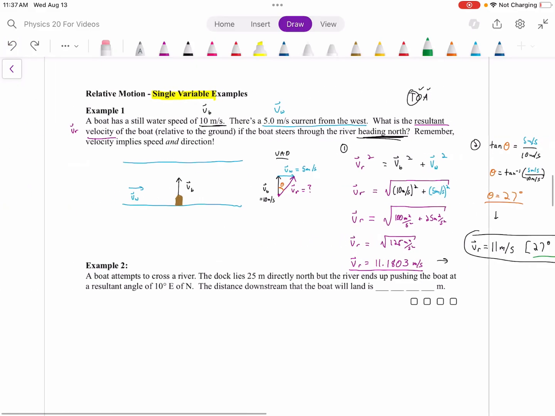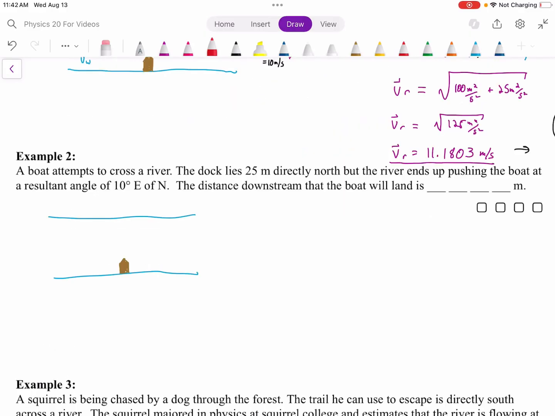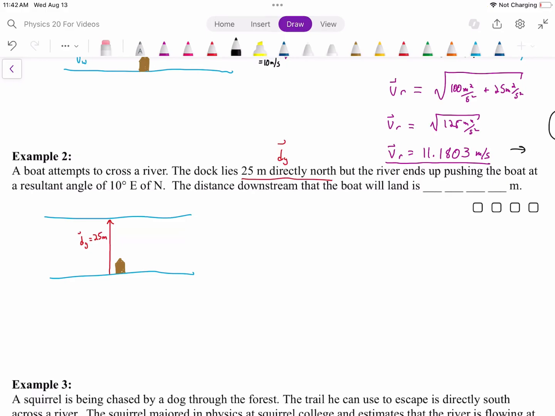Okay, let's try out another example here. So a boat attempts to cross a river. The dock lies 25 meters directly north. Okay, let's start drawing our diagram right away. Sometimes it's helpful to just add information to the diagram as soon as you get it. So we now know that the distance across the river, right, it's 25 meters directly north. I'm going to call that dy because it's entirely in the y-axis, directly north. But the river ends up pushing the boat at a resultant angle of 10 degrees east of north.